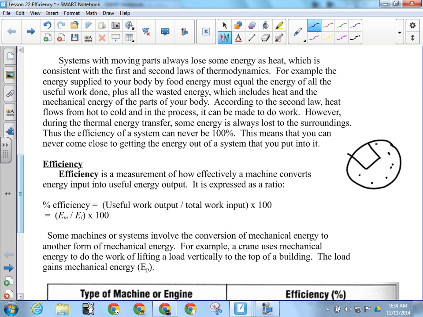Anyway, so for efficiency, the formula for efficiency is this: useful work output divided by total work input multiplied by 100. Now what I like to do with this formula is just take the times 100 part out, which makes it easier to manipulate. We all know that if I get 0.85, my percentage is 85. We can all do that part in our head. So I change the formula to this: efficiency is output work divided by input work. And then you guys can just understand that whatever decimal you get is the percentage.